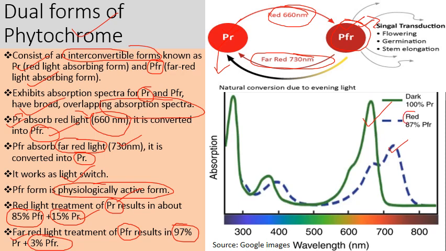This is in the red light and this is in the dark. So the PR form is maximum at dark period, and this PFR form is maximum in red light, when we provide this pigment with red light.